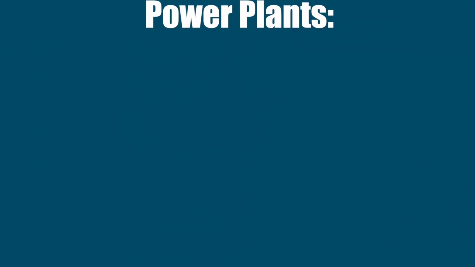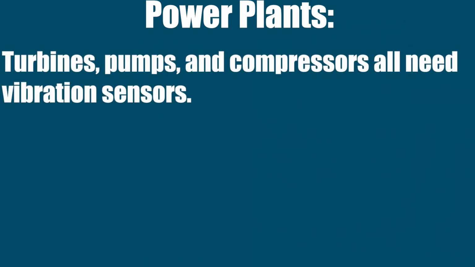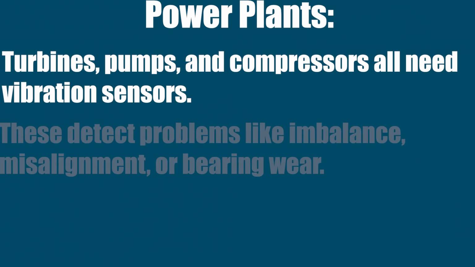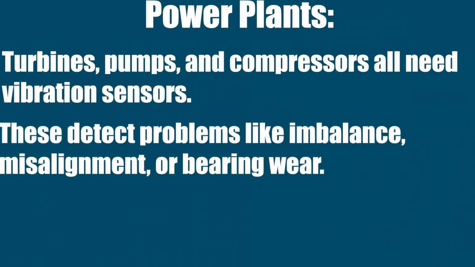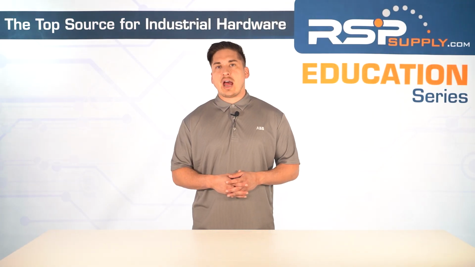Power plants, you're going to have a lot of vibration monitoring. Turbines, pumps, and compressors all need vibration sensors. These detect problems like imbalance, misalignment, or bearing wear. This helps you catch failures before they become disasters.